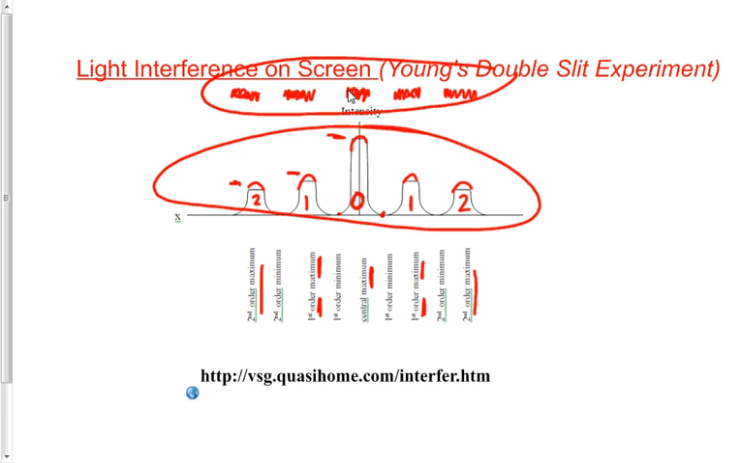The first order minimum, that's a dark spot, destructive interference, a nodal line. First order minimum on the other side. Second order minimum on the other side. We're going to make this 0.5. We're going to make this 1.5.